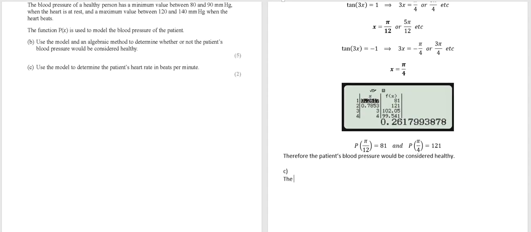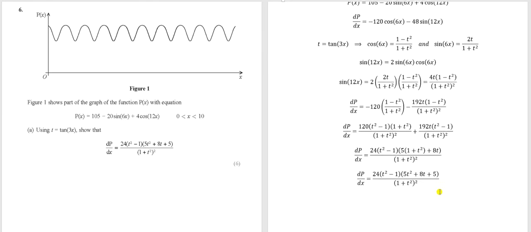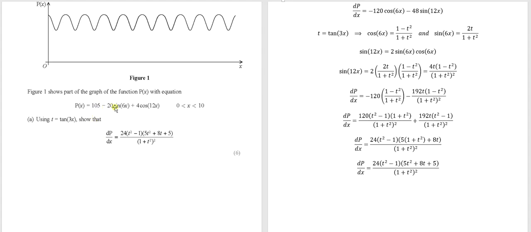So it looks like the function has period pi by 3. How else could we have known that it was a period of pi by 3? Let's look back at the original function that we were given. 105 minus 20 sine 6x plus 4 cos 12x. Now the sine 6x is going to give us repetition 6 times as often as an ordinary wave would. So the period of the sine graph normally is 2 pi. If you stretch it by a scale factor of 1/6 in the x direction, we get a period of 2 pi divided by 6, which is pi by 3.